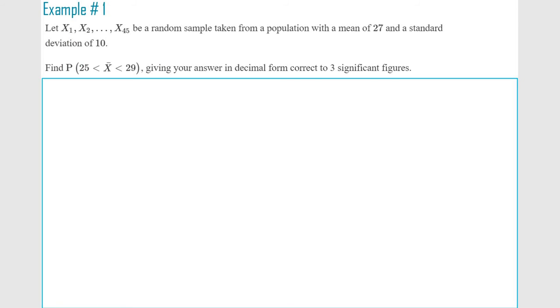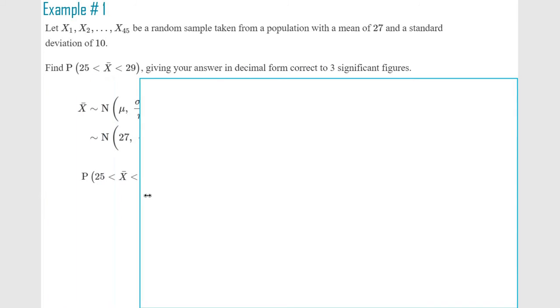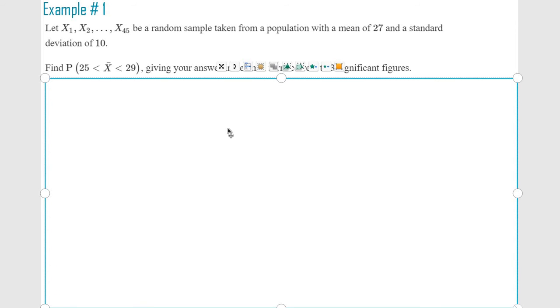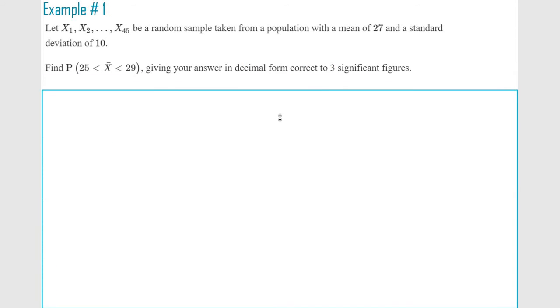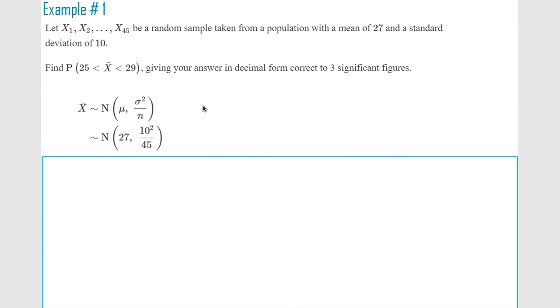Okay, so for this example, we're taking a population with mean 27 and standard deviation of 10. What is the probability that it's between 25 and 29? So first, adjust your new mean. Oh, I went the wrong way. All right, first adjust your mean and your standard deviation.